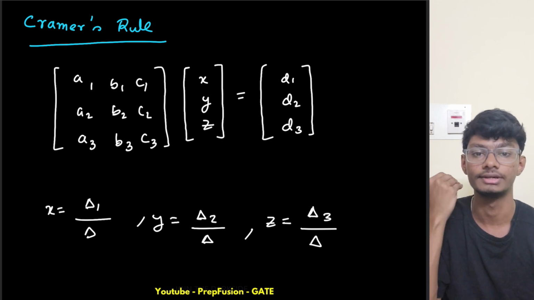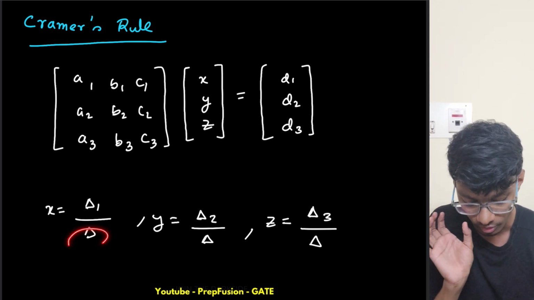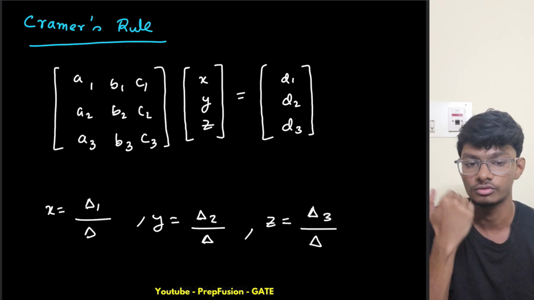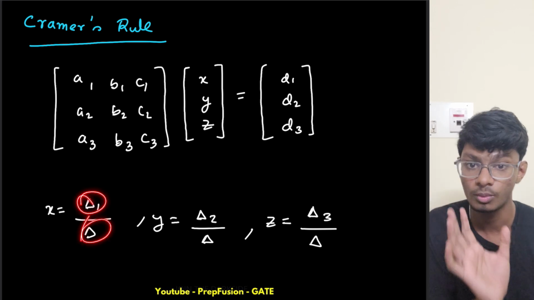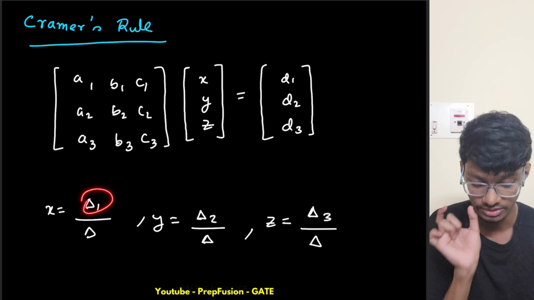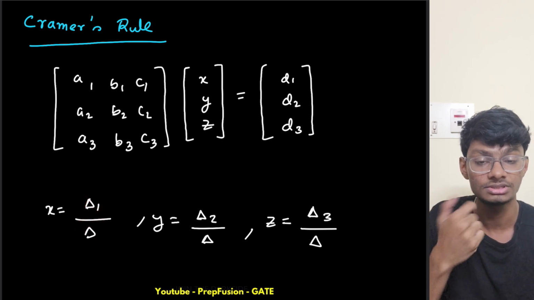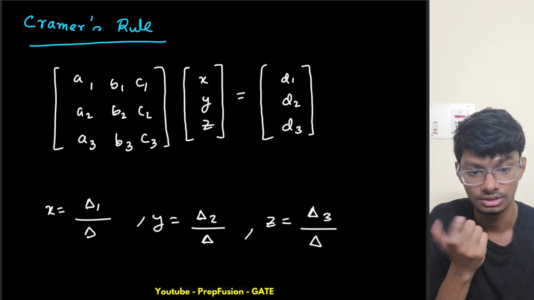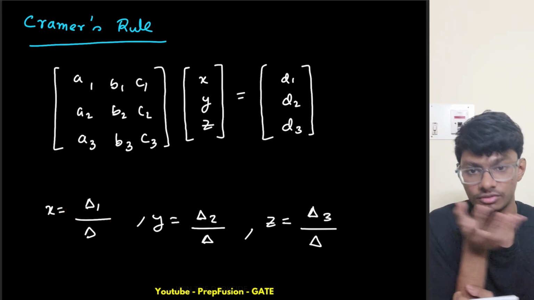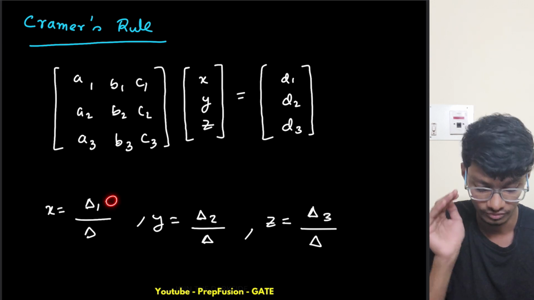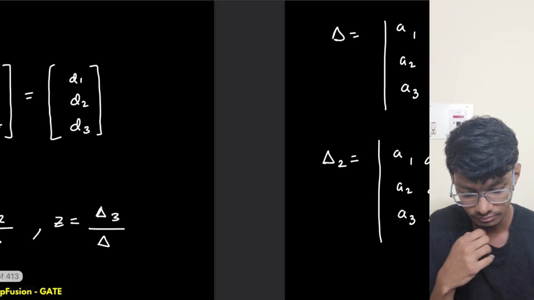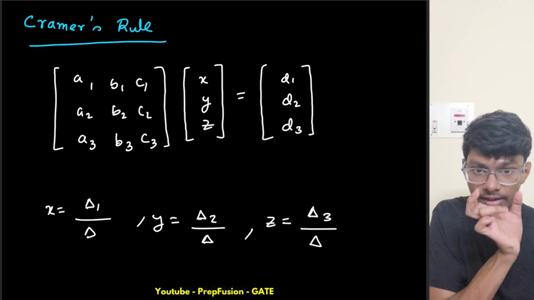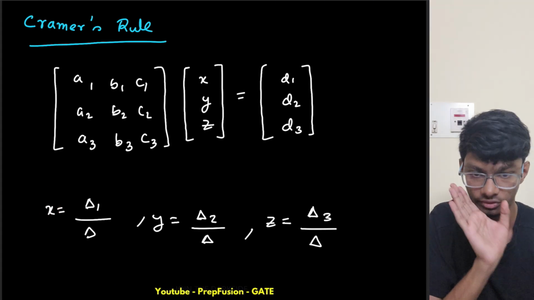Now the interesting fact is that if delta also becomes 0, this becomes 0 by 0 format. And what happens if the numerator and denominator are 0? We apply limits. It is not infinity or something, so we apply limits if we are getting 0 by 0 format. Then we'll get some finite value of x.